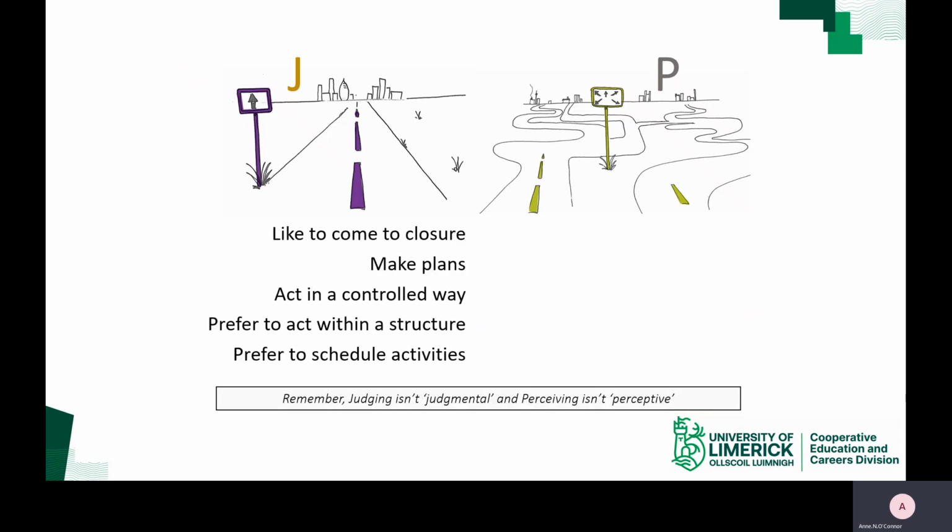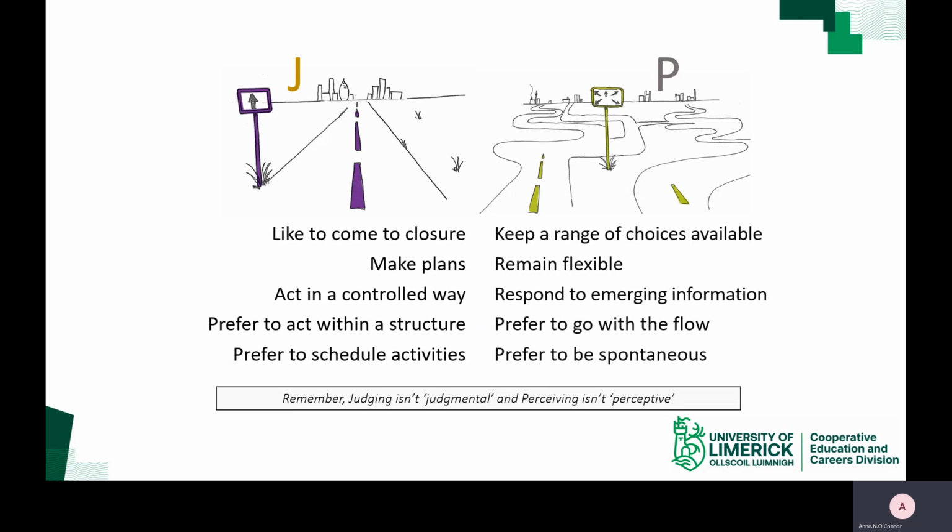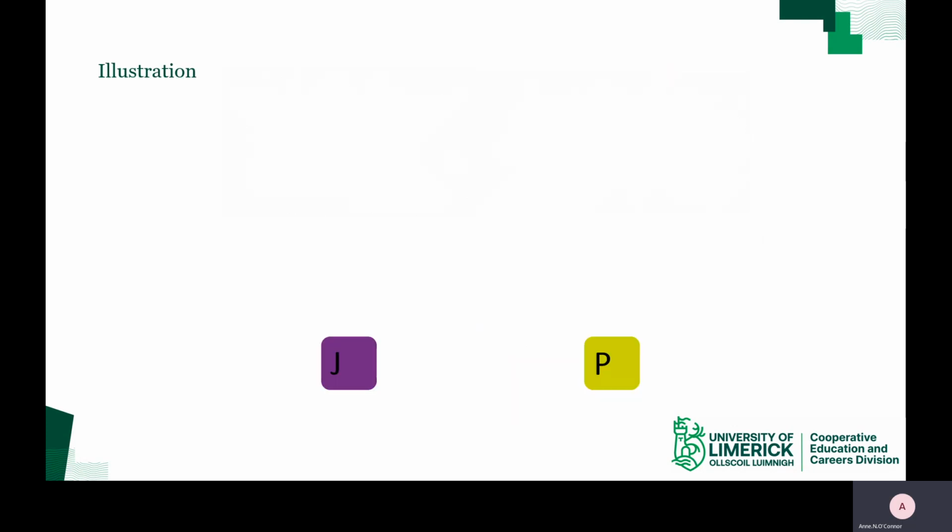So the characteristics, if you have a preference for J, it's really that you like to come to closure. You make plans and you stick to those plans. You act in a controlled way. You prefer to act within a structure and prefer to schedule your activities. If you have a preference for P, you keep a range of choices available, so you don't lock yourself down straight away. You remain quite flexible and you can change your direction quite easily. You respond as information is emerging. Oh, that's really interesting, I might try this. You prefer to go with the flow and prefer to be spontaneous. Okay, so there are the differences.